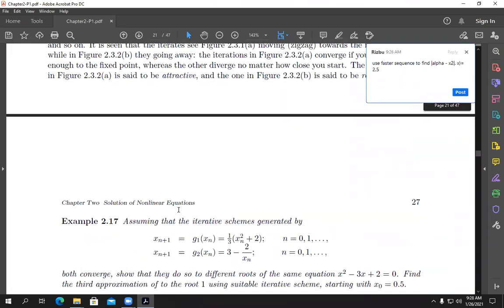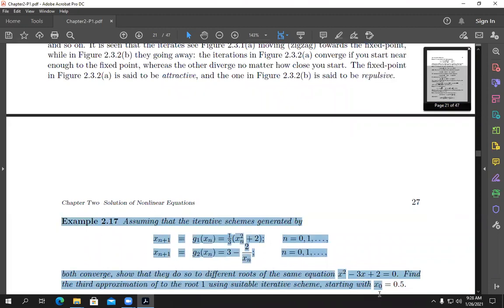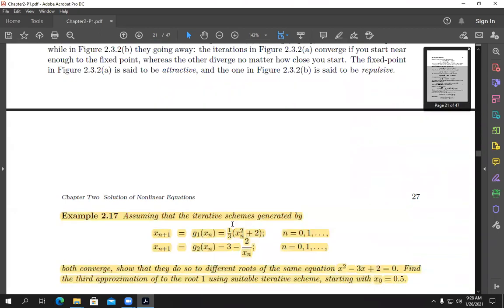This is also an example I gave in the exam. I say assume that the iterative schemes generated by this sequence both converge. But they converge, they have the same function. This one and this one have the same function, because I just found out 2 g. One is this one and the other is this one. And how many roots do I have for this one?